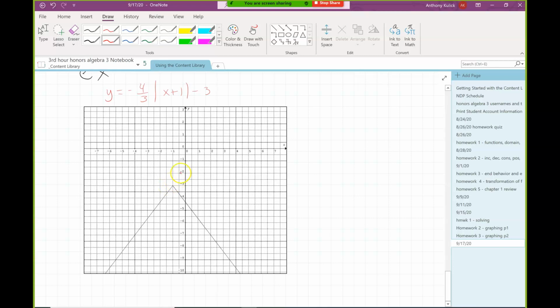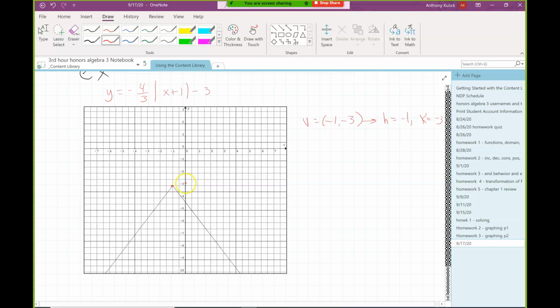Okay. So to do this, I'm going to start by identifying the vertex, which I can see is the point -1, -3. That's hard to see for you guys. Let's write it on the side. So that tells me the h is -1 and the k is -3. Everybody okay there?